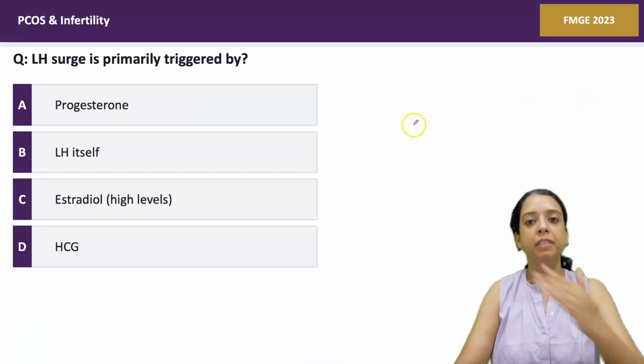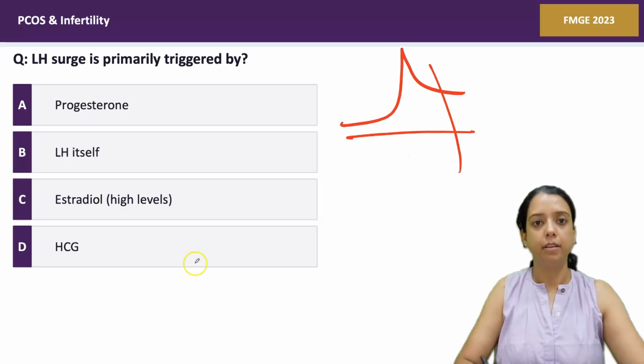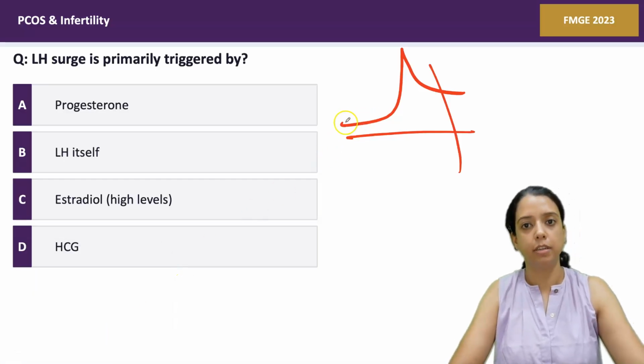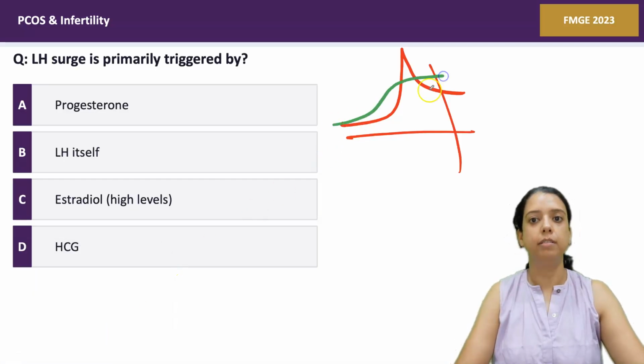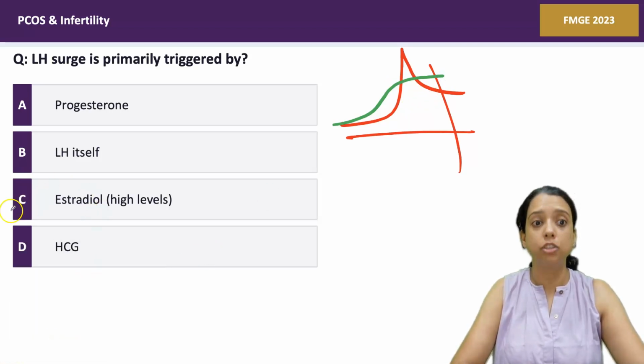LH surge. That graph, why does the LH surge happen? Suddenly LH was silent. Why does it surge? High estradiol. High estradiol for 48 hours results in LH surge.